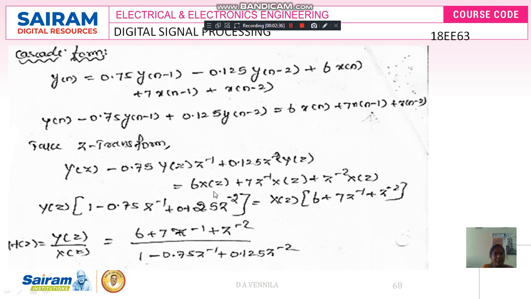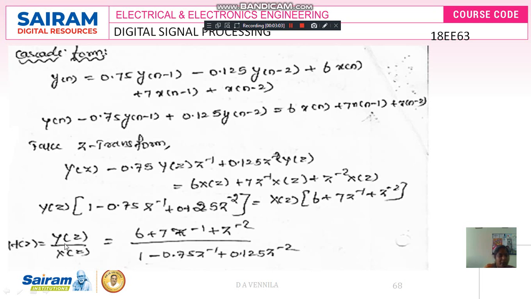Cascade means nothing but the same, you have to implement direct form 1 and 2 only. Cascade means multiplication of the two transfer functions. Okay, so now I'm going to simplify the given equation. What is the given equation? Y of n minus 0.75 y of n minus 1 plus 0.125 y of n minus 2 is equal to 6 into x of n plus 7 into x of n minus 1 plus x of n minus 2, take the transform.